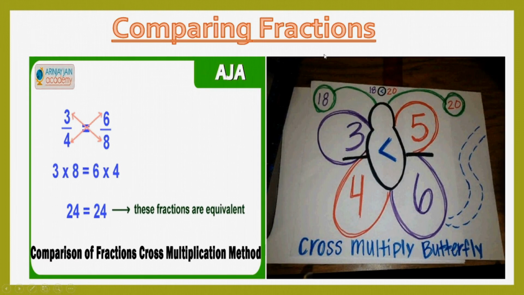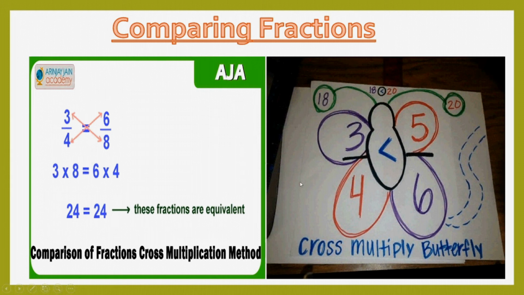Next, comparing fractions. To compare unlike fractions, we use the cross multiplication method. In the cross multiplication method, we multiply the numerator of the first fraction with the denominator of the second fraction, and the numerator of the second fraction with the denominator of the first fraction. Here, 3 into 8 is 24 and 6 into 4 is also 24. These two are equal. Hence, the given two fractions are equivalent fractions.